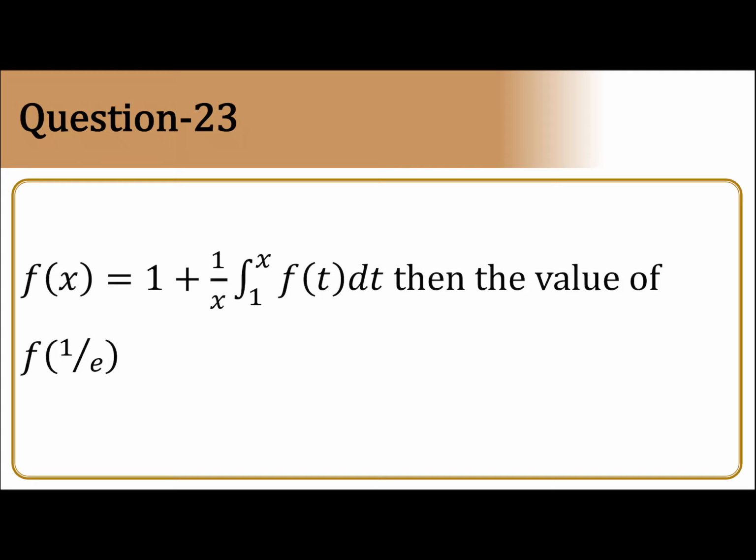Question 23: clearly it indicates Leibniz rule. Leibniz rule you have to apply. So f dash x is equal to differentiation of 1 is 0, plus minus 1 by x square, integral will remain as it is, f of t dt, plus 1 by x will remain as it is. This will give you f of x. Actually it is forming a differential equation. Then we substitute the limits.